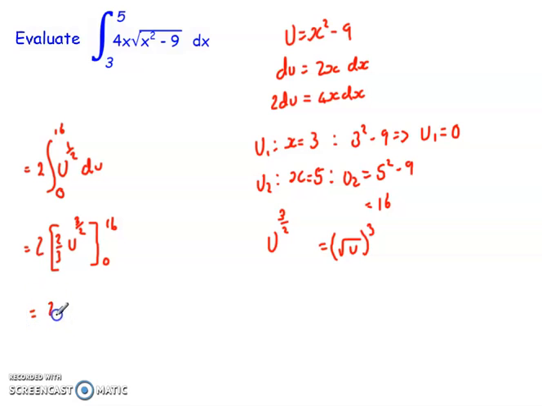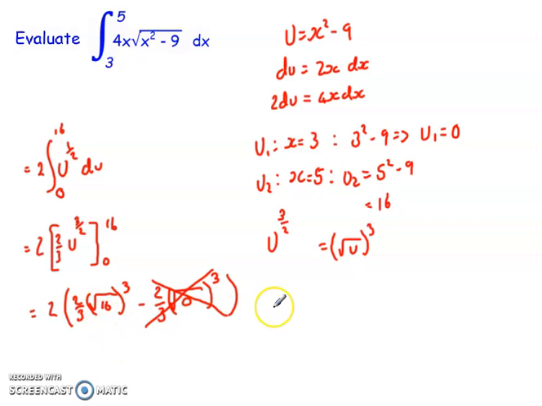What I can then say is fine, so that's 2 times 2/3 times the square root of, at the upper limit, 16 cubed, take away the lower limit, which is 2/3 times the square root of 0 cubed. Now this is quite nice because this second part disappears. Square root of 0 is 0, this part will go away. Square root of 16 is 4, 4 cubed then ends up giving me 64.